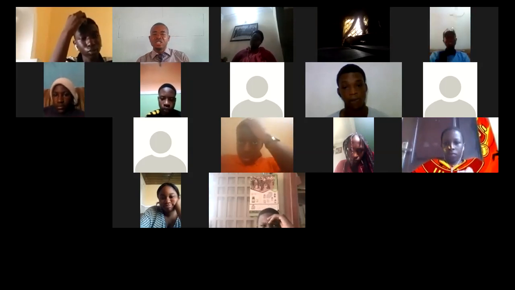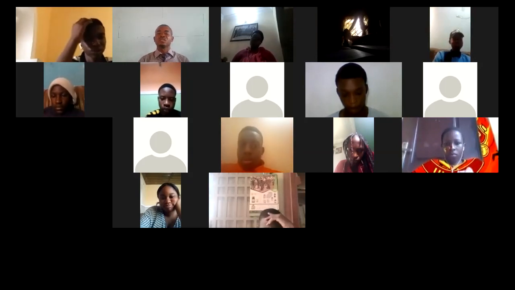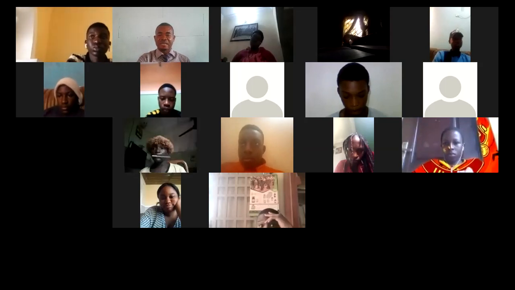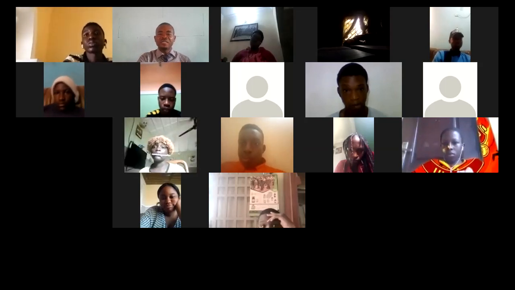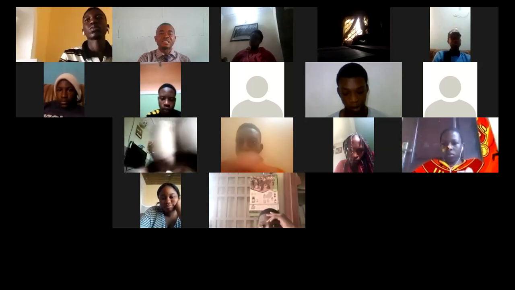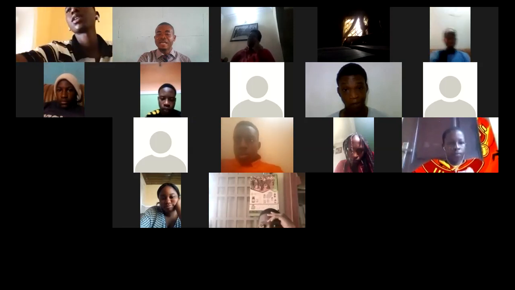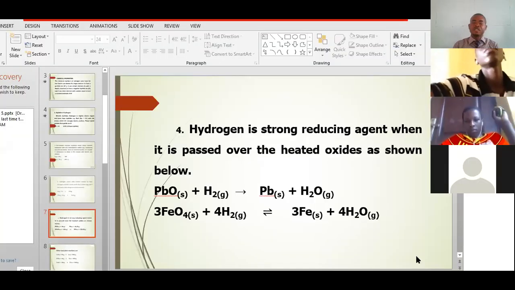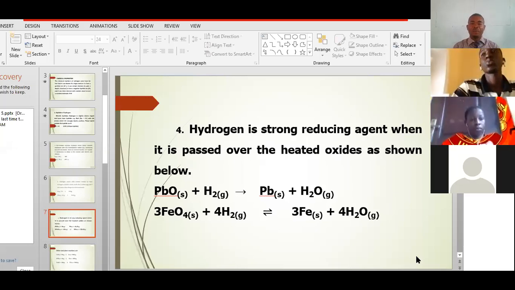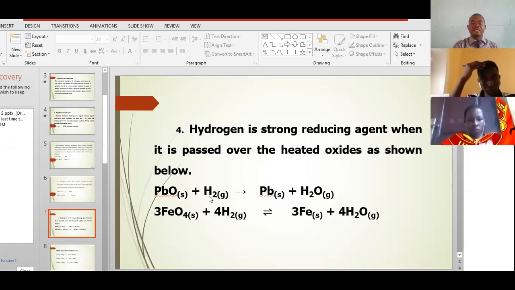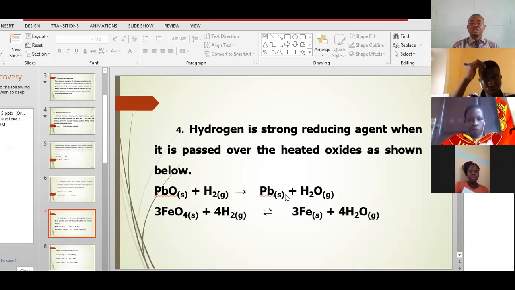Oxidation is the addition of oxygen to a substance. Now we are talking about reducing agents here. If we say that hydrogen is a good reducing agent, it means hydrogen has the ability to extract oxygen from another compound. If you look at this equation below, lead(II) oxide reacts with hydrogen gas, and you have 1 molecule of lead solid and 1 molecule of steam.